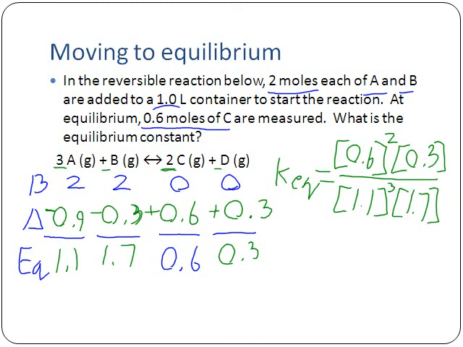And now it's just basically go ahead and do the math on it. When we're setting this up, we say 0.6 squared times 0.3, then divided by, on the bottom, 1.1 cubed, and then divided by 1.7. And when we do that, I get a KEQ of 0.0477.